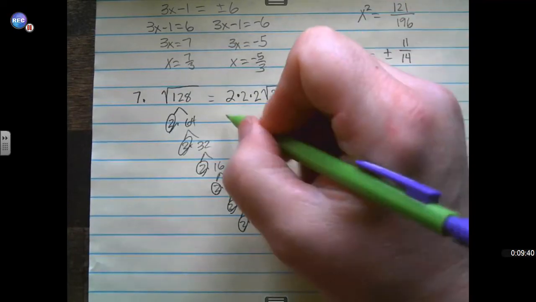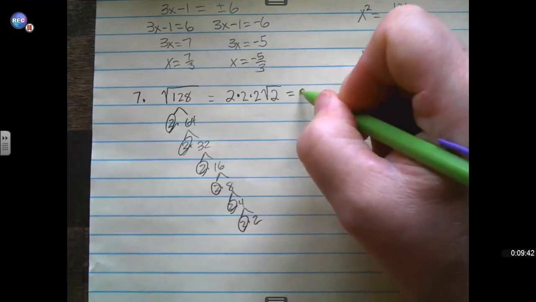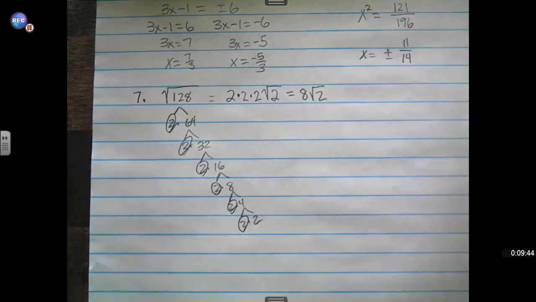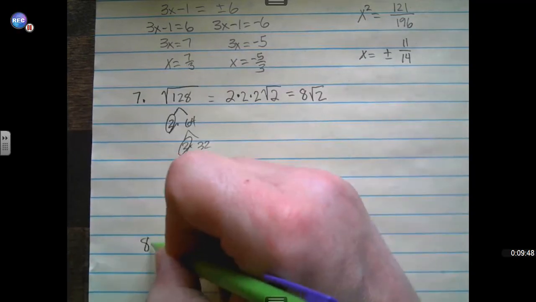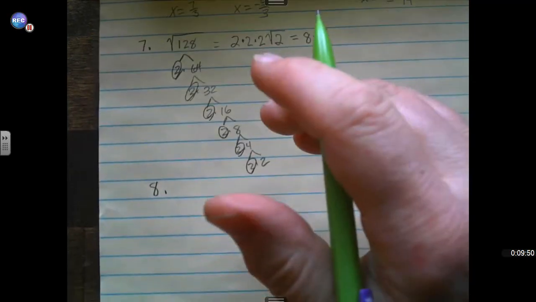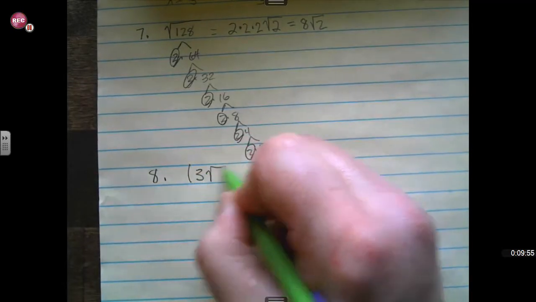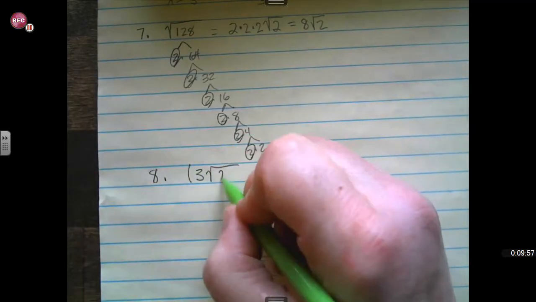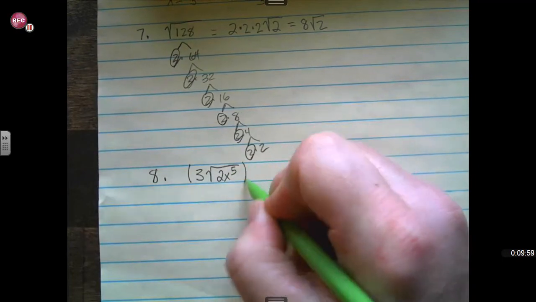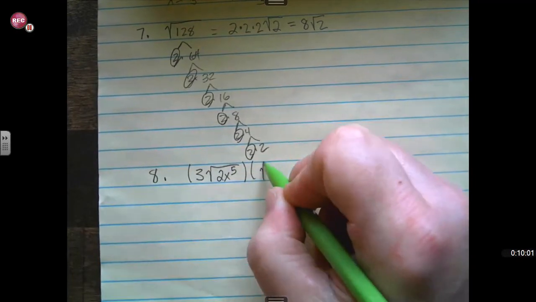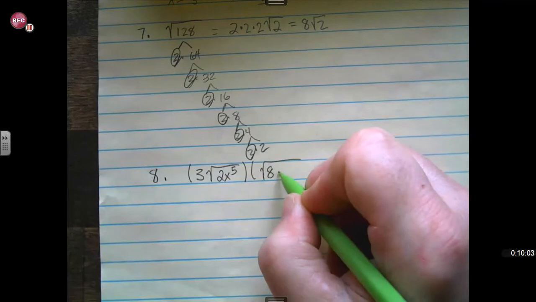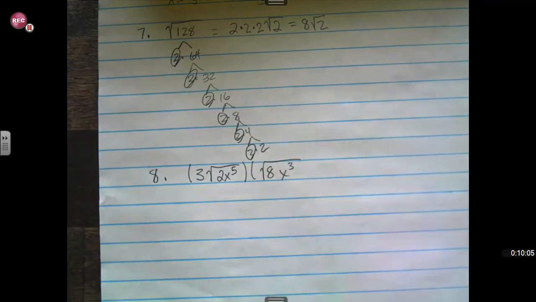And so we multiply that out, we get 8 square root 2 as our answer. Number 8 is 3 times the square root of 2x to the 5th times the square root of 8x to the 3rd.